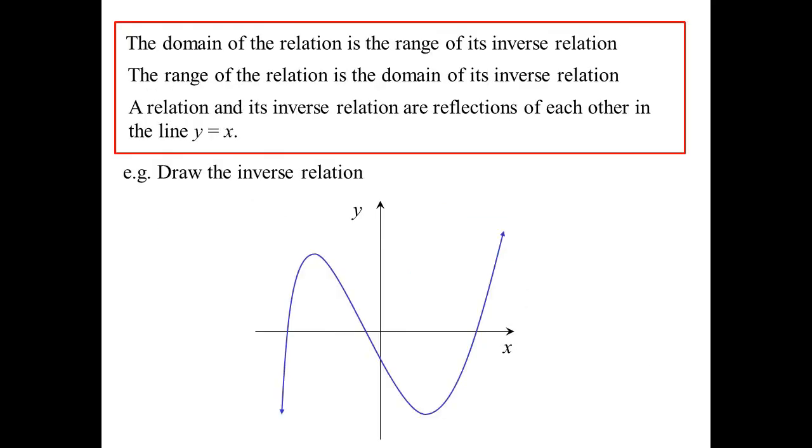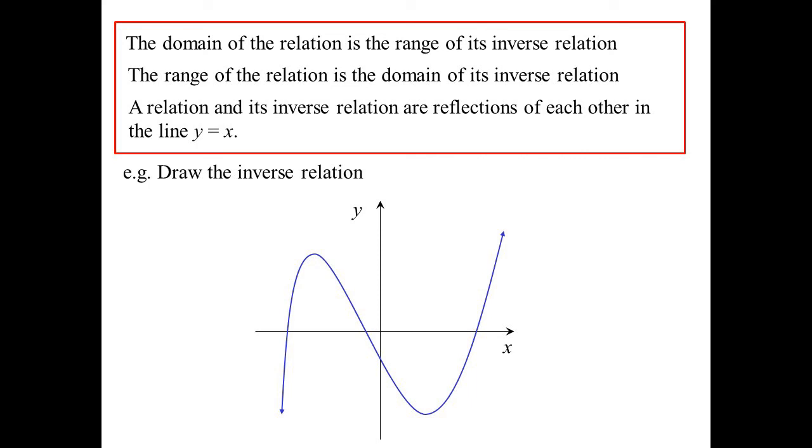Now, what happens, because we basically sent everything back, the domain of the relationship becomes the range of the inverse relation. And the other way around is true too. The range of the relation becomes the domain of the inverse relation. If we were to draw both of them on our number plane, they should be reflections of each other in y equals x. So the line y equals x would act like the mirror or the axis of symmetry between the two.